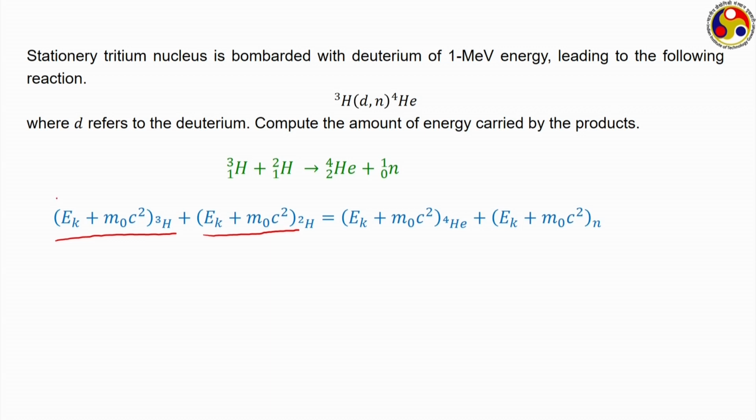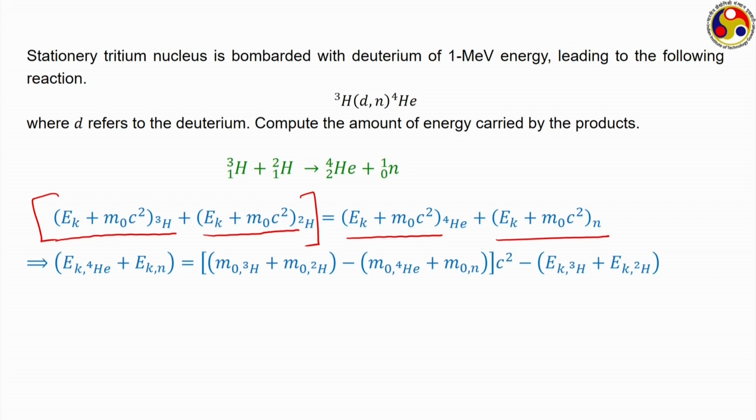So, these two together correspond to the total energy content of the reactants, and coming to the right hand side, this is the total energy of helium and this is the total energy for neutron. So, we change their sides, that is, we keep only the kinetic energy of the products on one side and everything else on the other side.